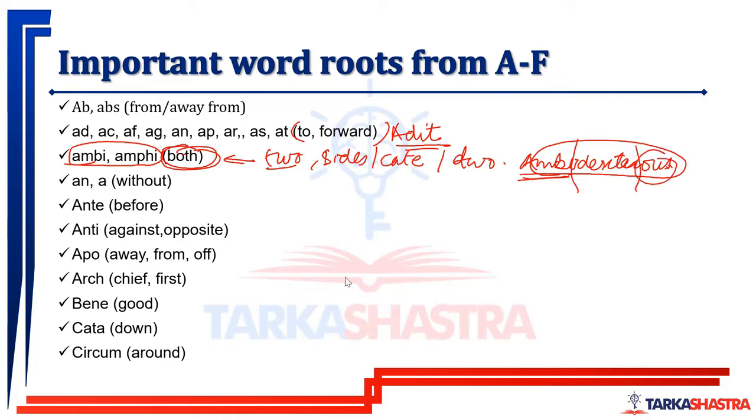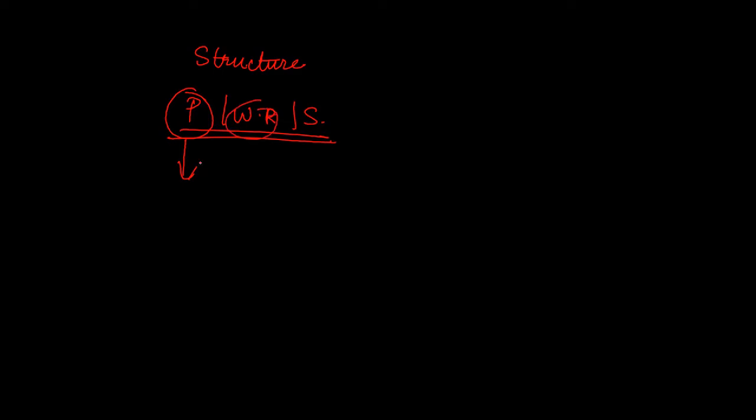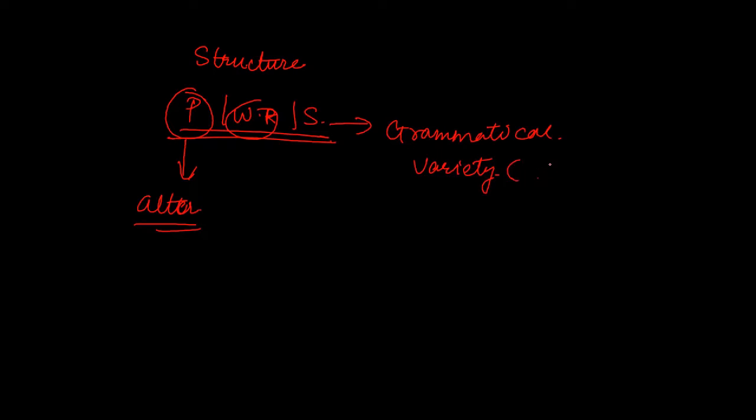Let's go to the black screen for a minute to understand how a word functions. The structure of a word can be divided into three parts. Most words have prefix, word root, and suffix. A prefix is something that comes before the word root and significantly alters the meaning of the word. A suffix is something that comes after the word root and helps us manage the grammatical context and gives us a variety of words which have almost similar meaning.